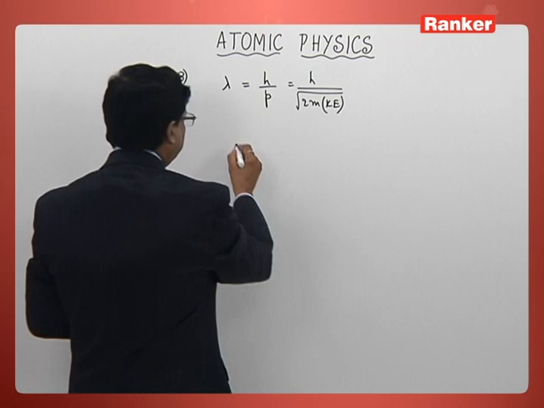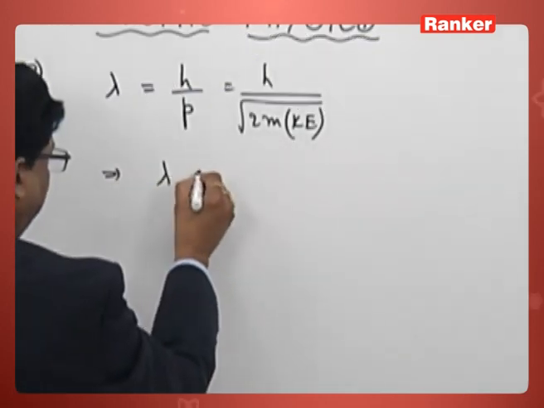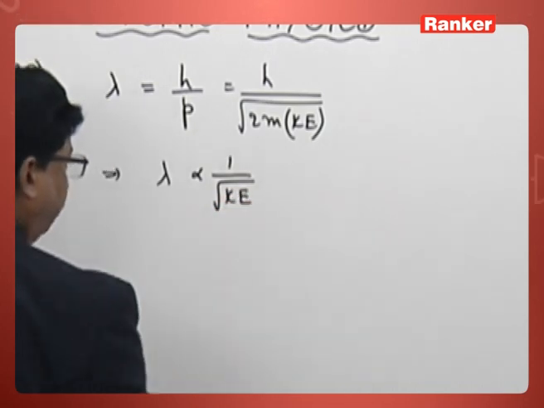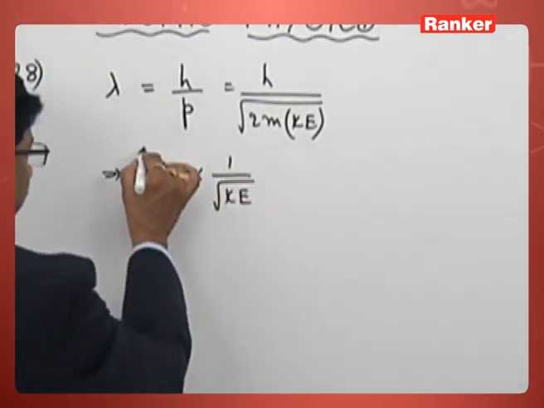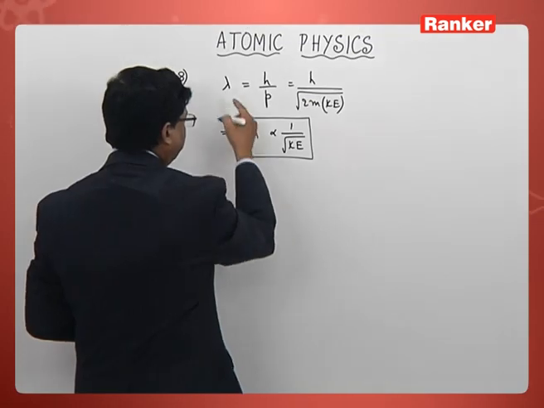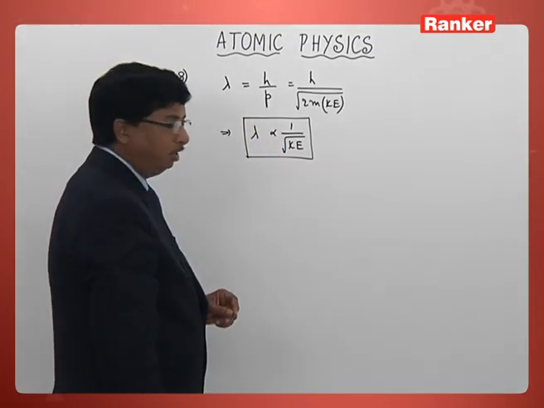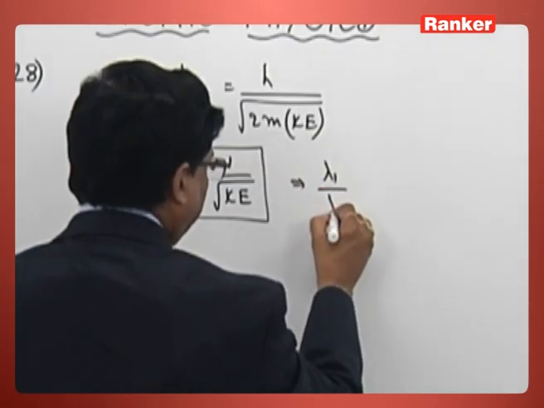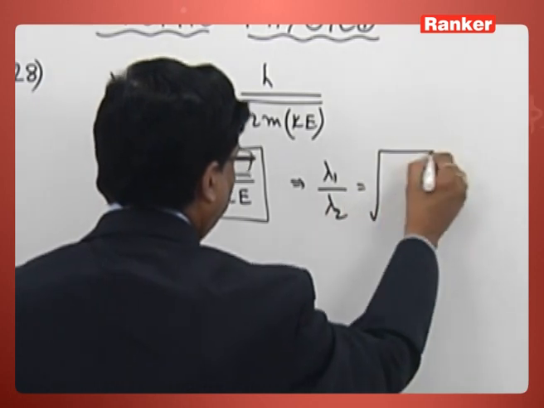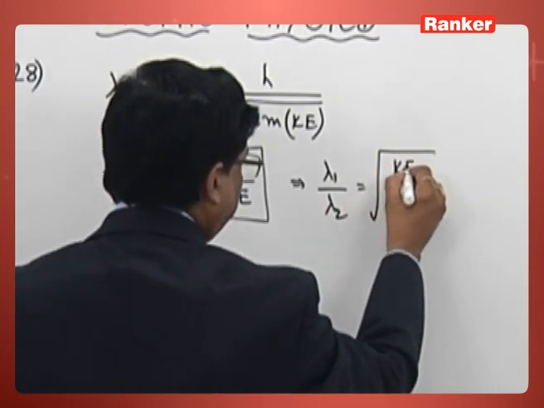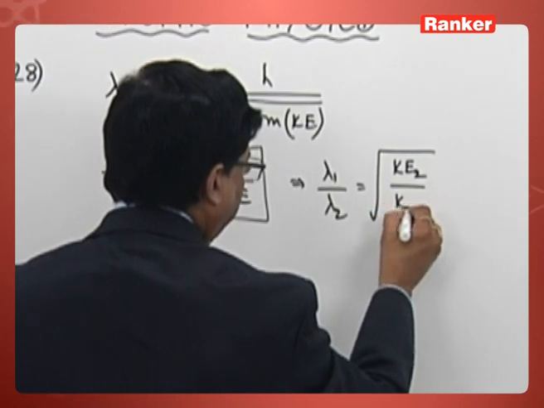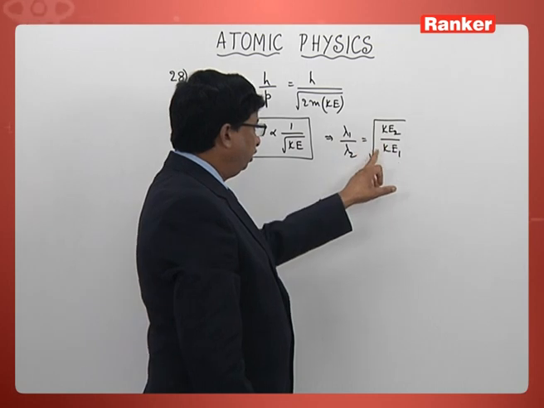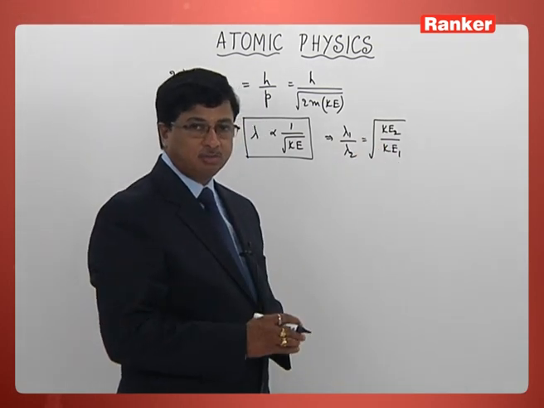So what can we predict from this equation? Lambda is inversely proportional to the square root of kinetic energy. This is the outcome of this equation. So what we can write now from this is λ1/λ2 = √(KE2/KE1). That is, of course, KE2 is the final kinetic energy and KE1 is the initial kinetic energy.